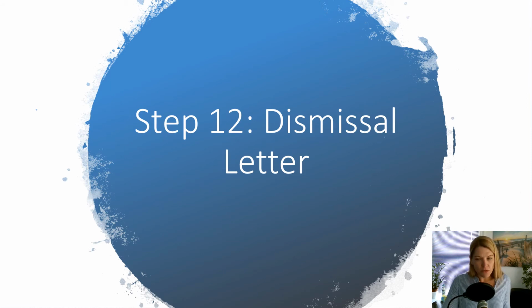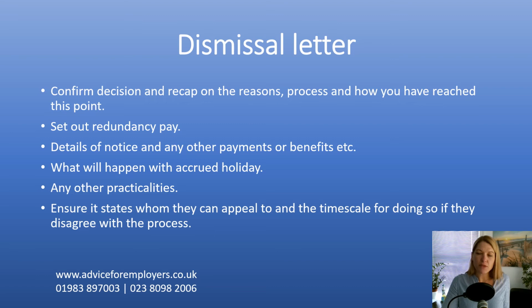Step 12 is the dismissal letter, and this follows the second meeting with the individual where their redundancy is confirmed. Again, the dismissal letter just confirms all of the information, so you're recapping the reasons why you've reached the decision to make redundancies, the process you've followed and how you've reached this point. It's important to set out their redundancy pay, details of their notice and any other payments or benefits, what will happen about their accrued holiday and any other practicalities. You should also ensure that the dismissal letter sets out how they can appeal and who they need to send it to and within what time scale.